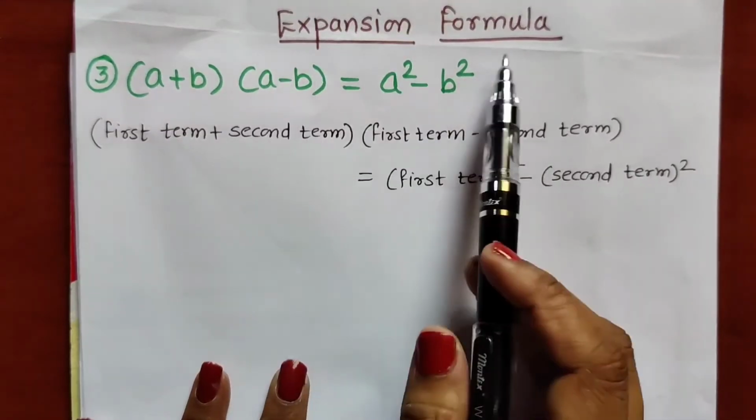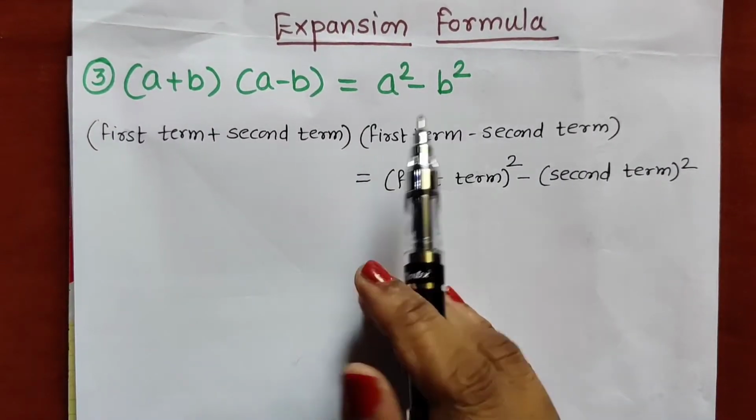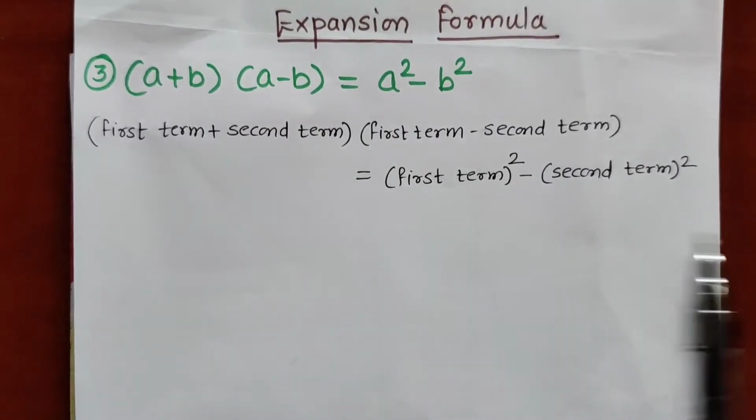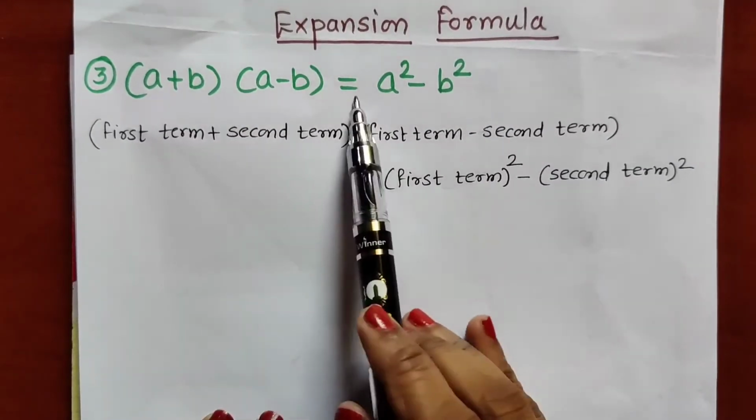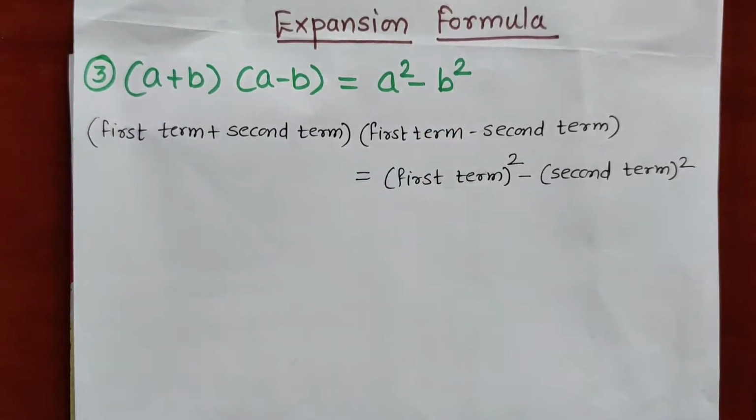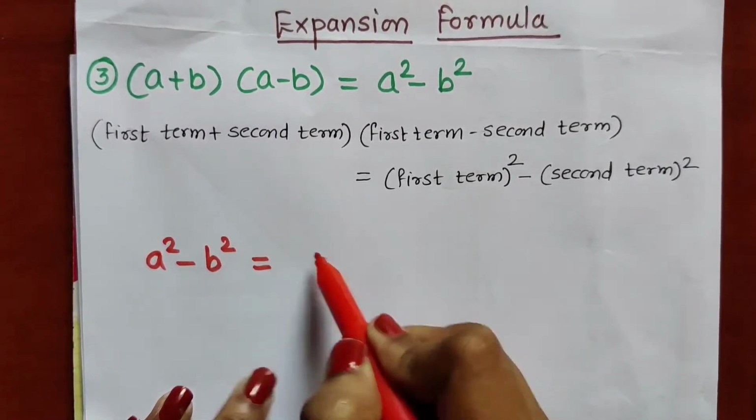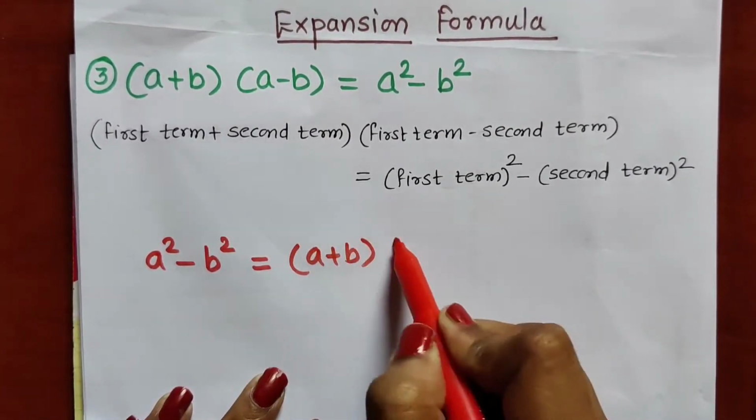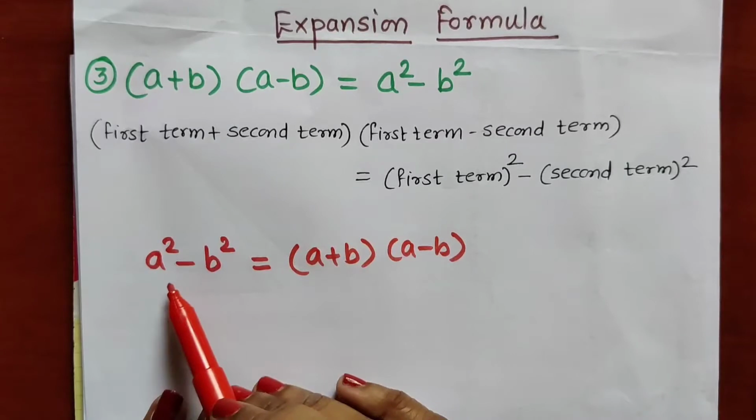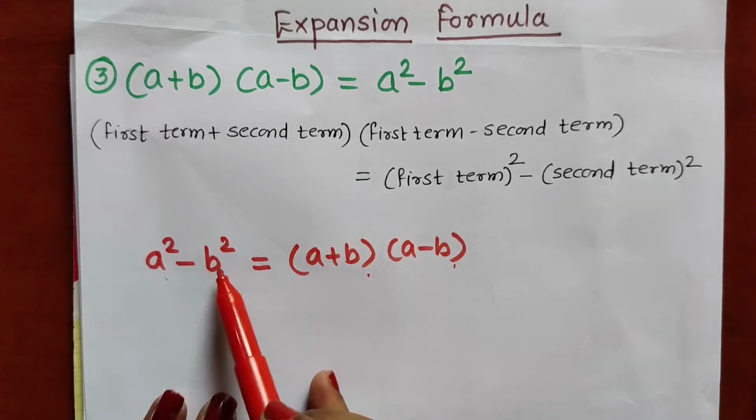So children, these are the expansion formulas which we have seen in our practice set 51. Based on these formulas, we have solved the sums on practice set 51. So this is the expansion of (a plus b) and (a minus b), which is equal to a square minus b square. If this is written the other way, that means if I write a square minus b square is equal to (a plus b) and (a minus b), then it can be said to be the factorization of a square minus b square. That means (a plus b) and (a minus b) are the factors of a square minus b square.